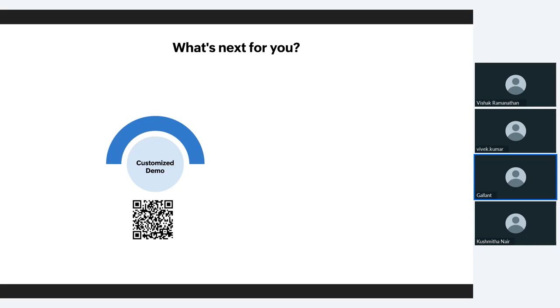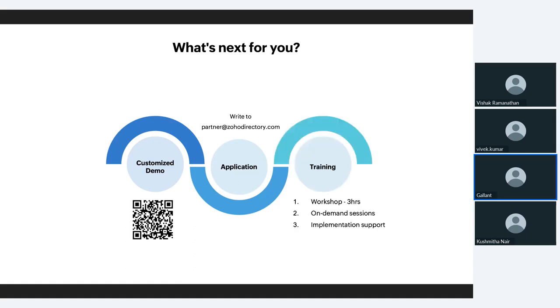And once you've done that and you're convinced that you want to be a Zoho Directory partner, please write to us. We will then schedule a call with you and have a chat. And we'll see how to take it forward from there. We will train you on Zoho Directory and provide specific training based on your particular needs. And also, we'll be helping you with implementation in the initial stages. This is our promise to you.